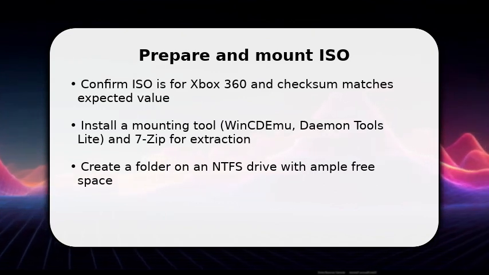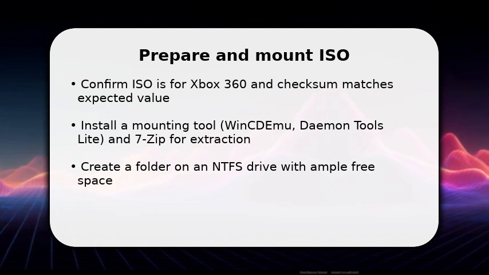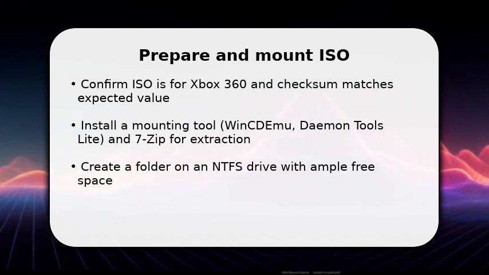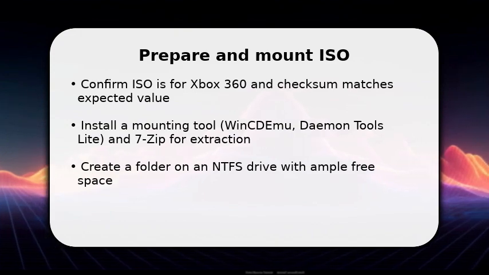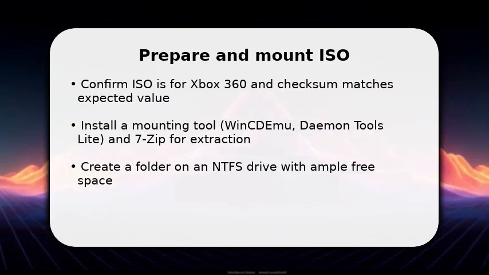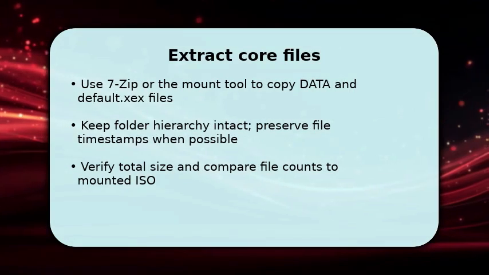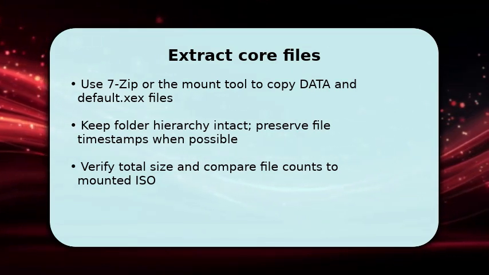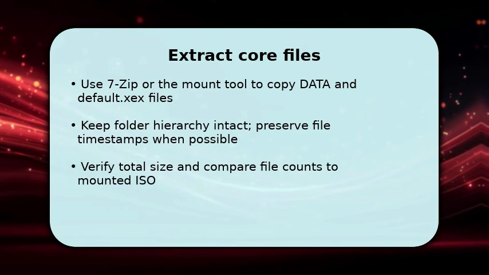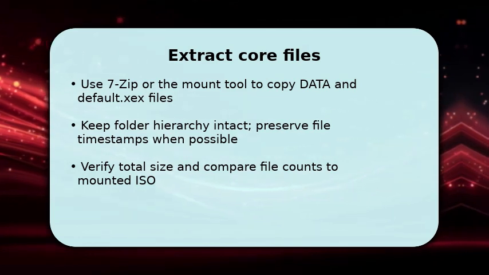Once mounted, inspect the folder structure, identify default.xex, data directories, and DVD or ISO descriptor files before moving to actual extraction. Now you extract the core game files. Copy the data folder and default.xex exactly as they appear, because Xbox 360 looks for precise paths.